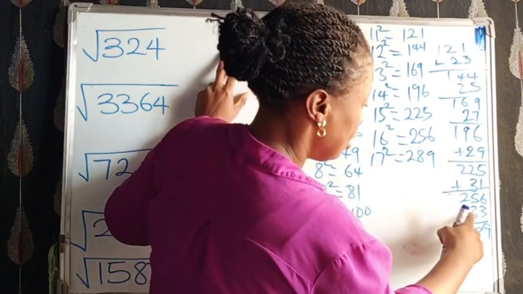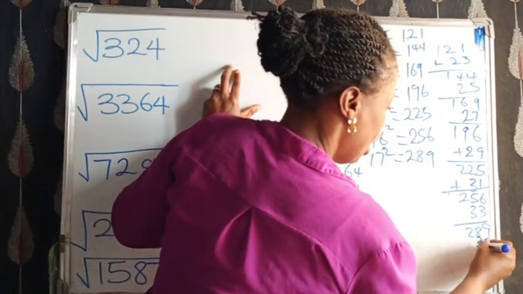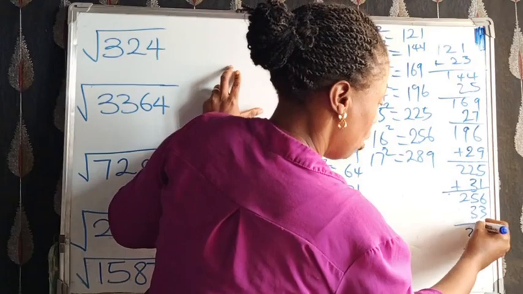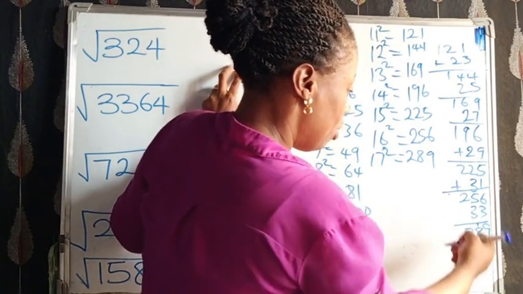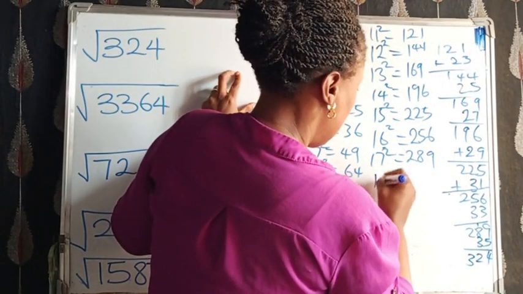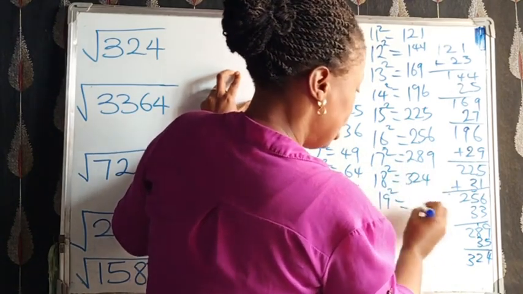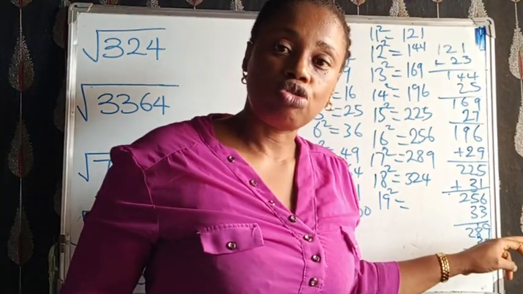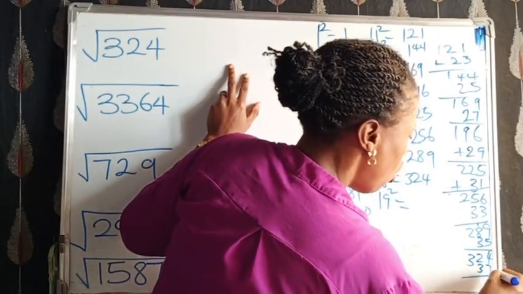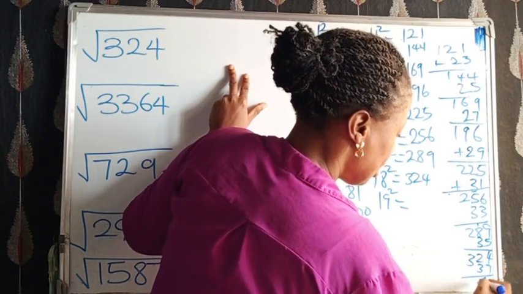And then 33 plus 2, that will be 35. You add 35 here, you have 9 plus 5 is going to be 14. Carry 1. 8 plus 1 plus 1 is 10, 2, carry, you have 3. That's for 18 squared, 324. For 19 squared, the same thing, 35 plus 2. That will be 37. 4 plus 7, 11. 6, 3.